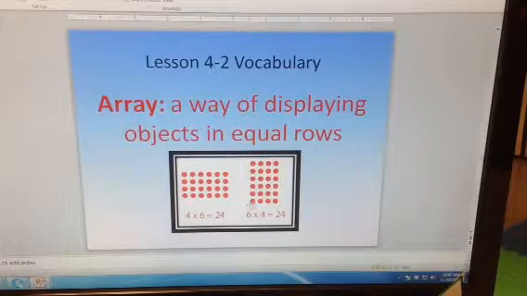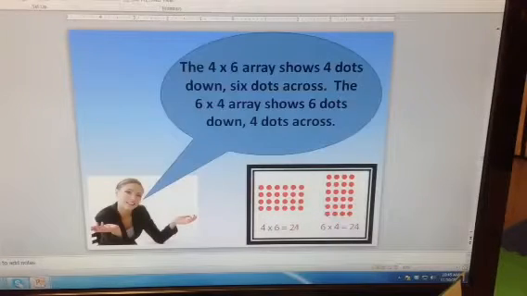This shows an array with the same number of counters, but they're turned on their side. We have 6 going down now and 4 going across. Either way, they're both in equal rows. They're the same number of counters in each row on this array, so it shows equal rows, equal groups. That's what this woman's pointing out. The 4 by 6 array shows 4 dots down, 6 dots across. The 6 by 4 array shows 6 dots down, 4 dots across.